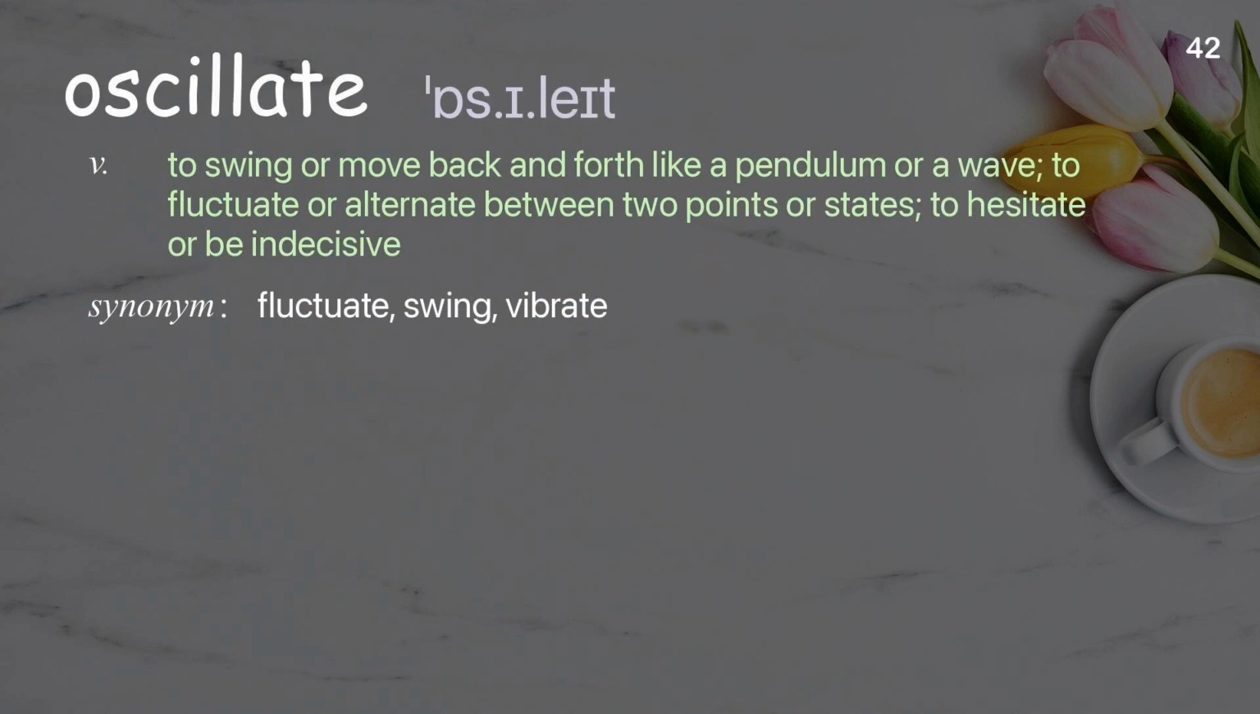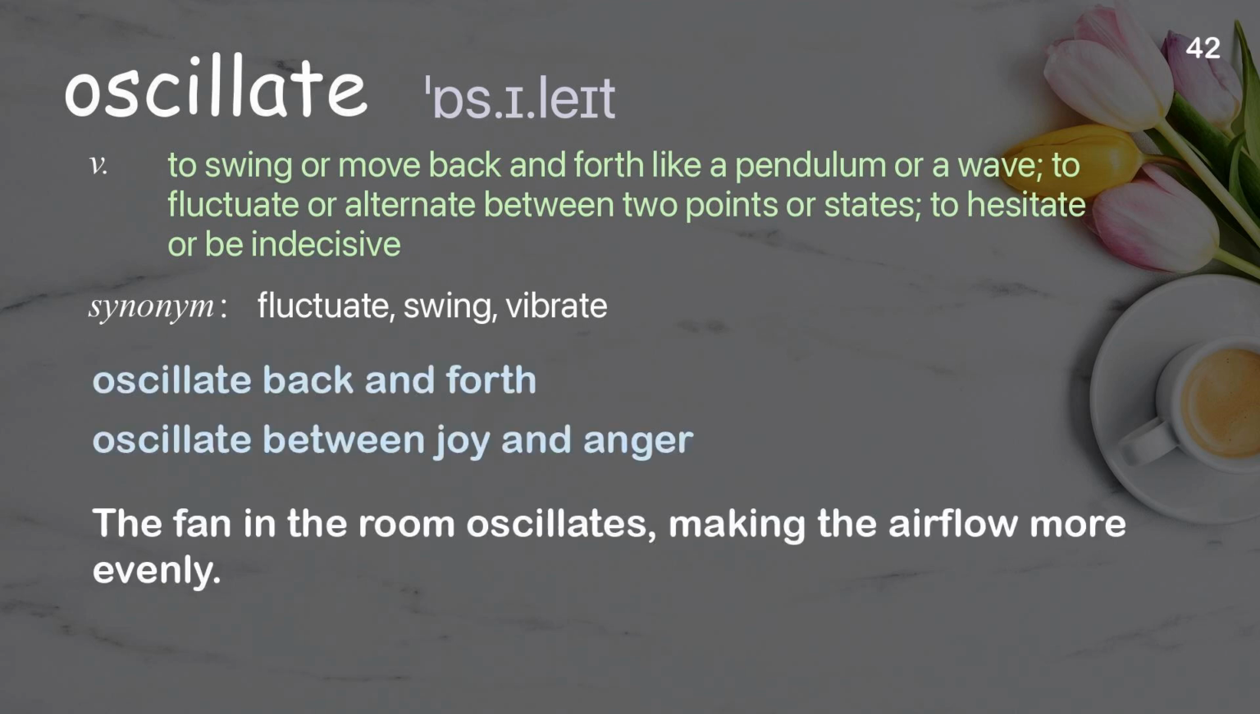Oscillate. To swing or move back and forth like a pendulum or a wave, to fluctuate or alternate between 2 points or states, to hesitate or be indecisive. Examples. Oscillate back and forth. Oscillate between joy and anger. The fan in the room oscillates, making the airflow more even.